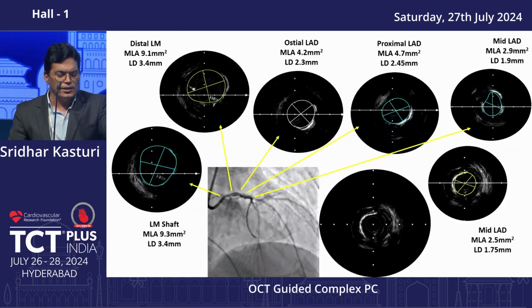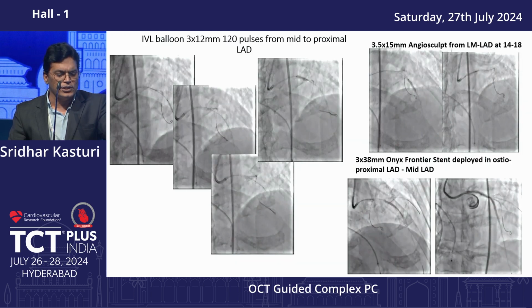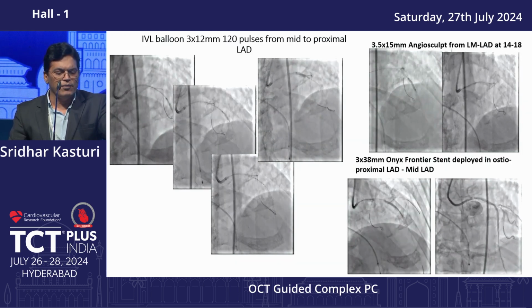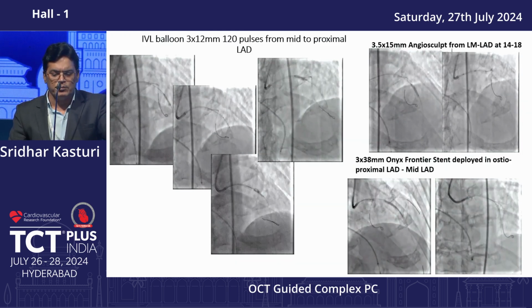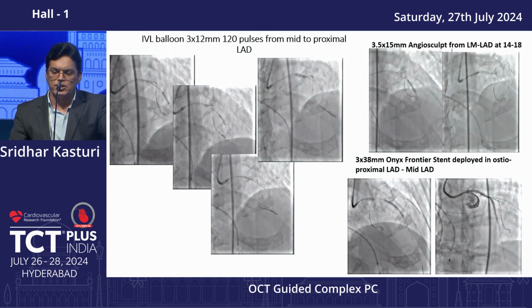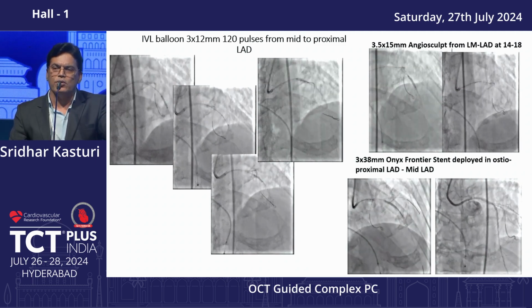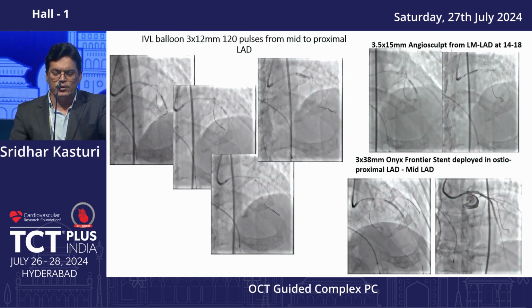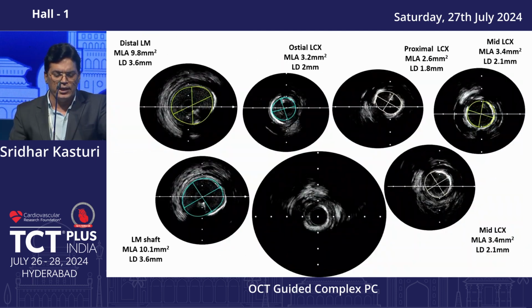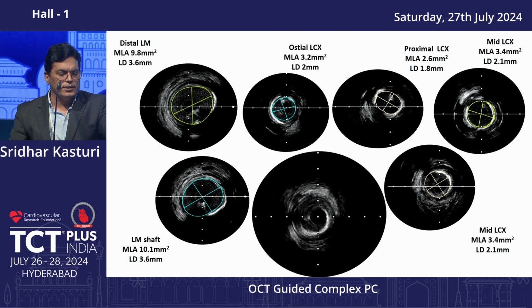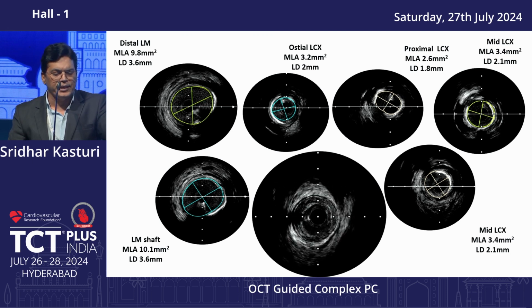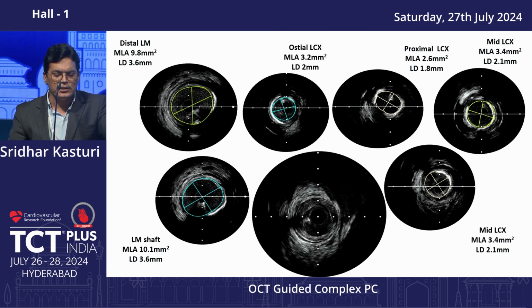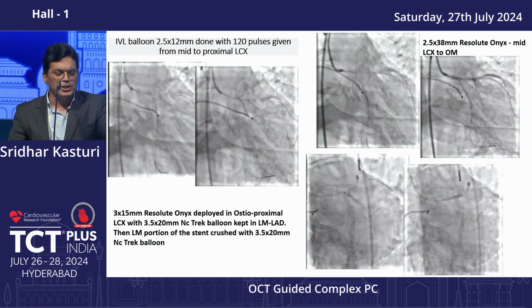Predilatation, IVUS study: you can see very thick calcium and tight lesions, and you can see the IVL balloon 3 into 12, 120 pulses, mid to proximal. Subsequently AngioSculpt was used for further plaque modification, and a 3 into 38 Onyx Frontier, LM to LAD. This is the distal LM 9.8 square mm, ostial LCX, this is a LCX study.